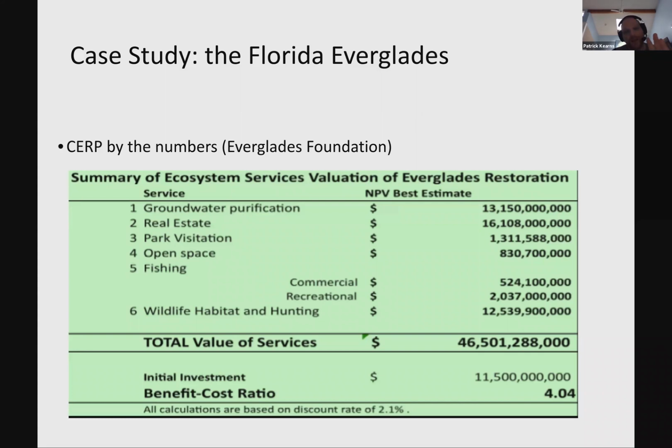So I hope the Florida Everglades really shows you how you can apply the valuation of ecosystems. Now, as I mentioned, that's hard to do and might potentially be dangerous, but you could potentially use the valuation of ecosystems to not only convince people to restore ecosystems, but also to protect them.